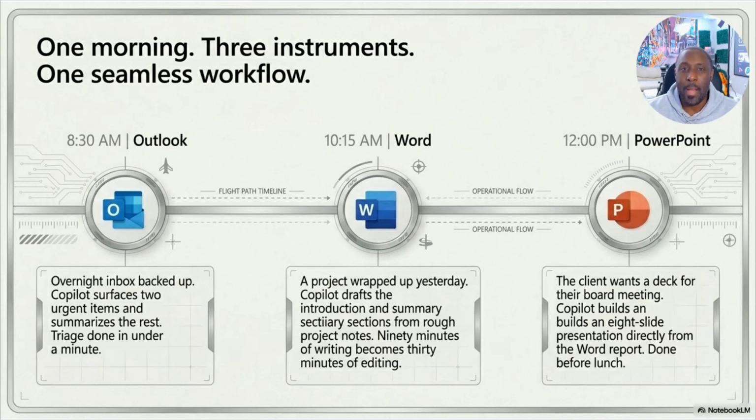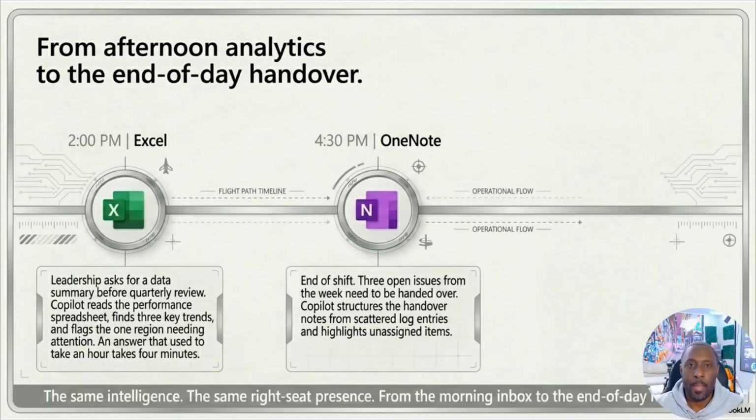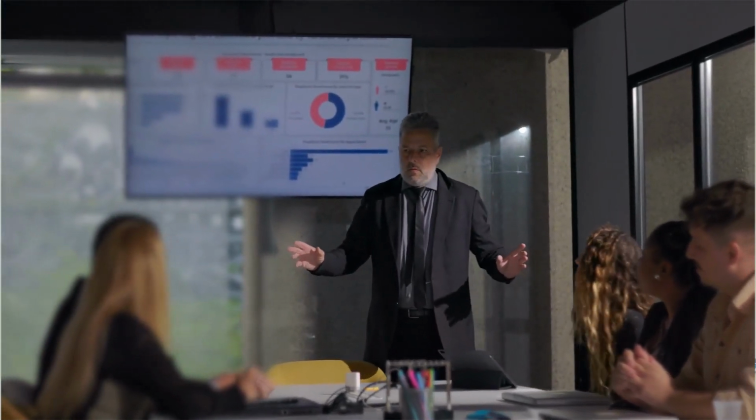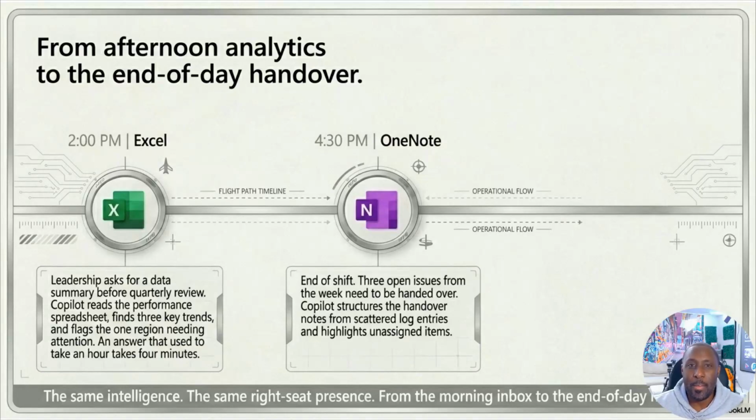12 p.m. PowerPoint. The client wants a deck for their board meeting. Copilot builds an 8-slide presentation directly from the Word report. Done before lunch. 3 instruments, 1 morning. The same Copilot at each one, from afternoon analytics to the end-of-day handover. 2 p.m. Excel. Leadership asks for a data summary before a quarterly review. Copilot reads the performance spreadsheet, finds 3 key trends, and flags the one region needing attention. An answer that used to take an hour takes 4 minutes.